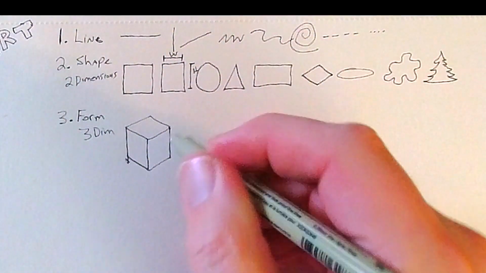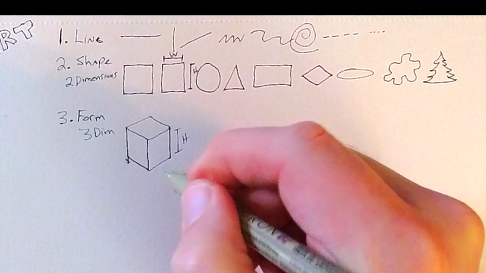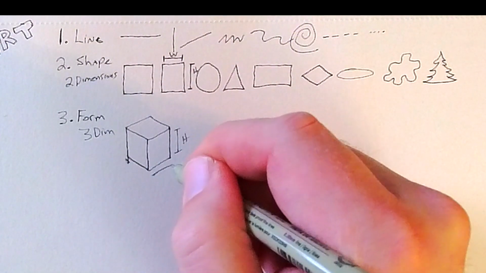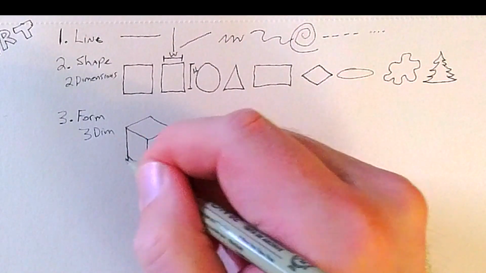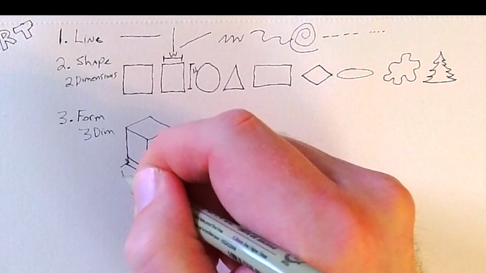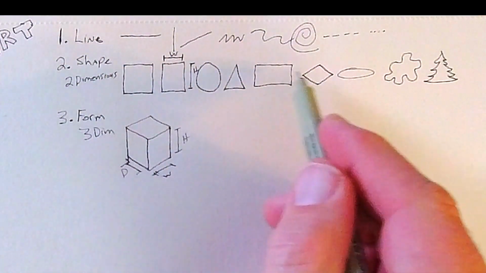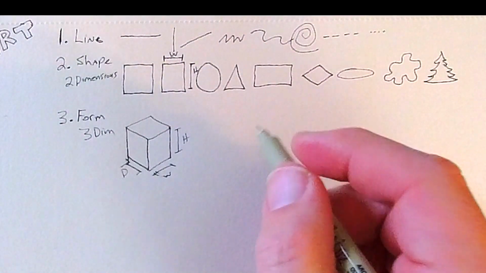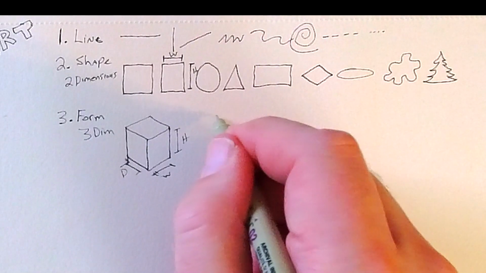And all of a sudden we have 3 dimensions because we have height right here, height versus width right here, versus how far back it goes. That's depth right there. So that's 3 dimensions. We can create all sorts of objects with shapes that we have and lines. That's one way of doing it without using what we call perspective lines.